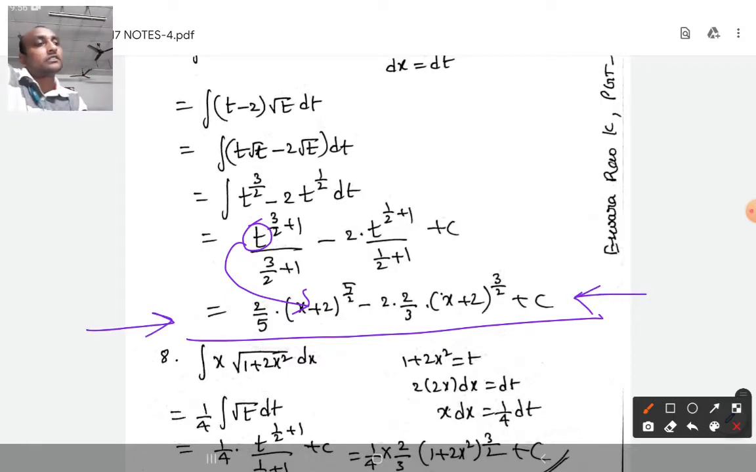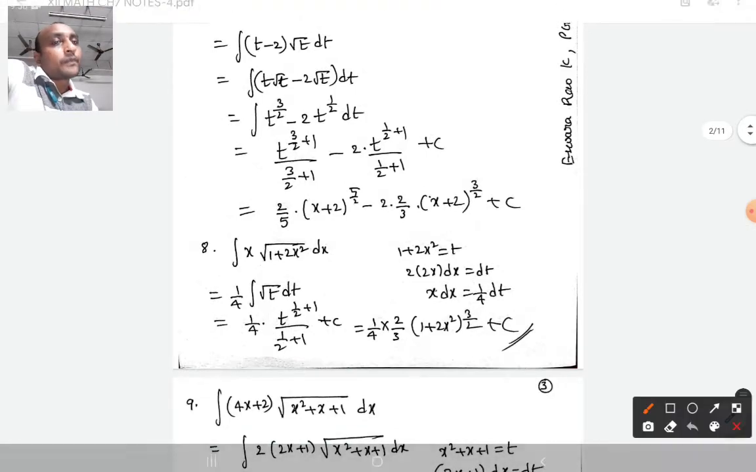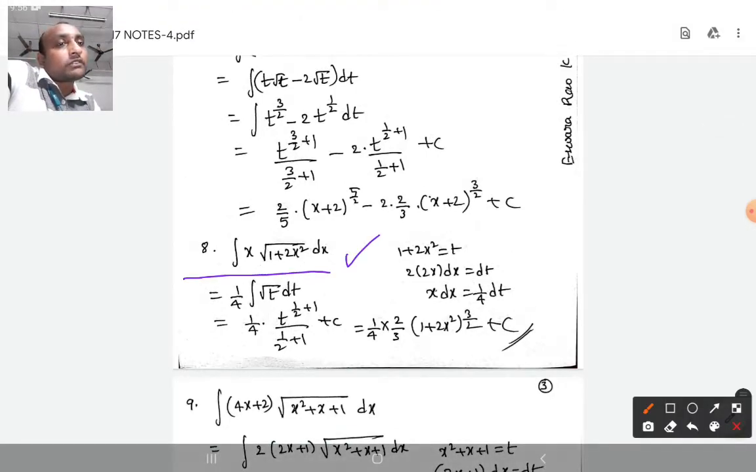Check it properly. Okay, next, x into root over 1 plus 2x square into dx. For this, take 1 plus 2x square is equal to t. Because inside the root, see, in most of the questions, whatever is under the root, I am taking that as t. Something which looks complex or awkward, I am taking as t. Something which is not integrable directly, I am taking as t. Sometimes I am simplifying and then taking as t. Most of the times I am taking the denominator as t. So notice them.